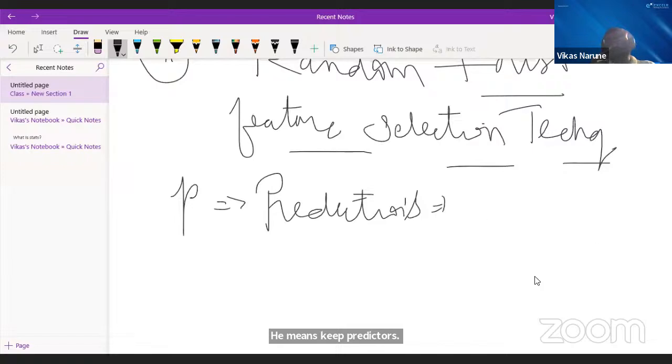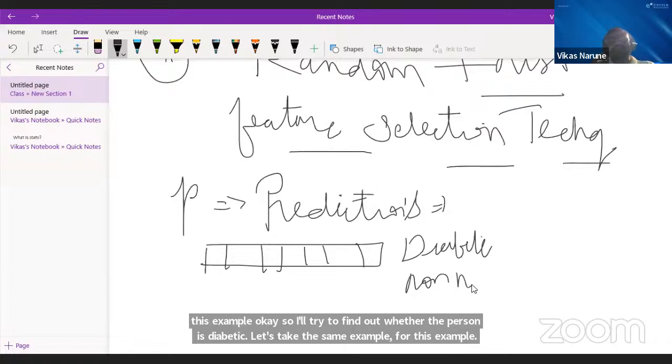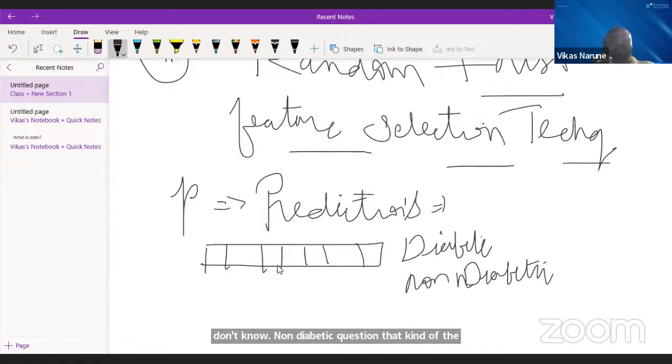Okay, predictor. Try to understand, predictor means, let's take the same example. For this example, I'm trying to find out whether the person is a diabetic person or a non-diabetic person. This is the prediction I'm trying to do.